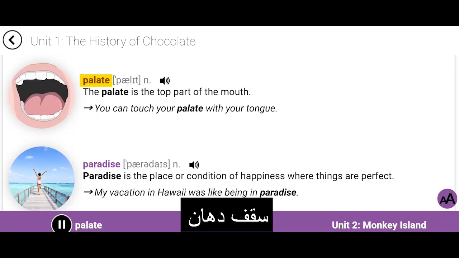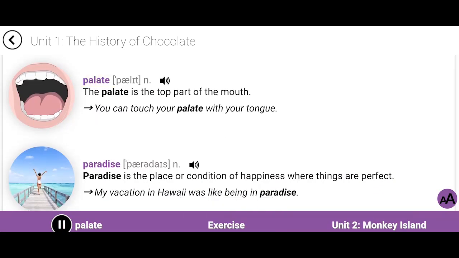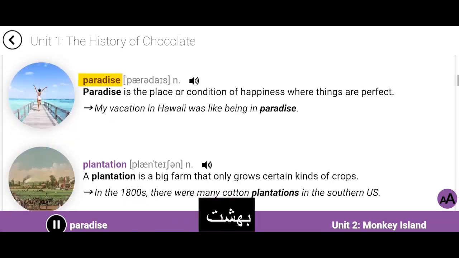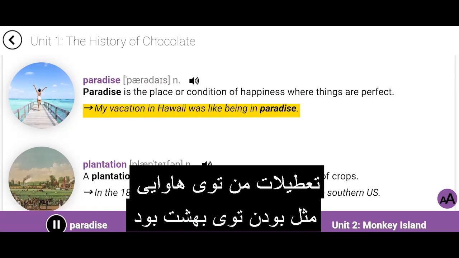Palate. The palate is the top part of the mouth. You can touch your palate with your tongue. Paradise. Paradise is the place or condition of happiness where things are perfect. My vacation in Hawaii was like being in paradise.